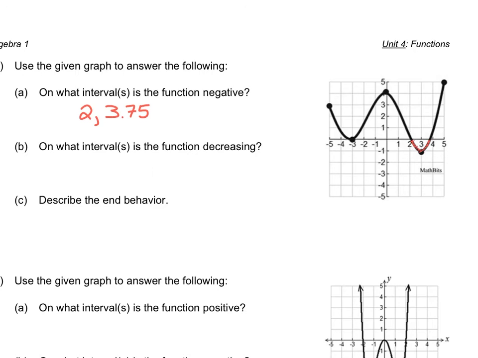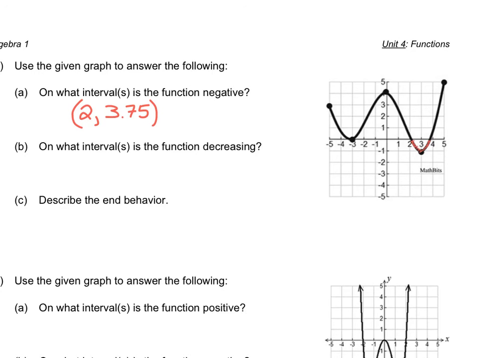Why is it 2? Is it 2, not including, right? Because if it included 2, it would be on the x-axis, and on the x-axis it's not negative, it's equal to 0.